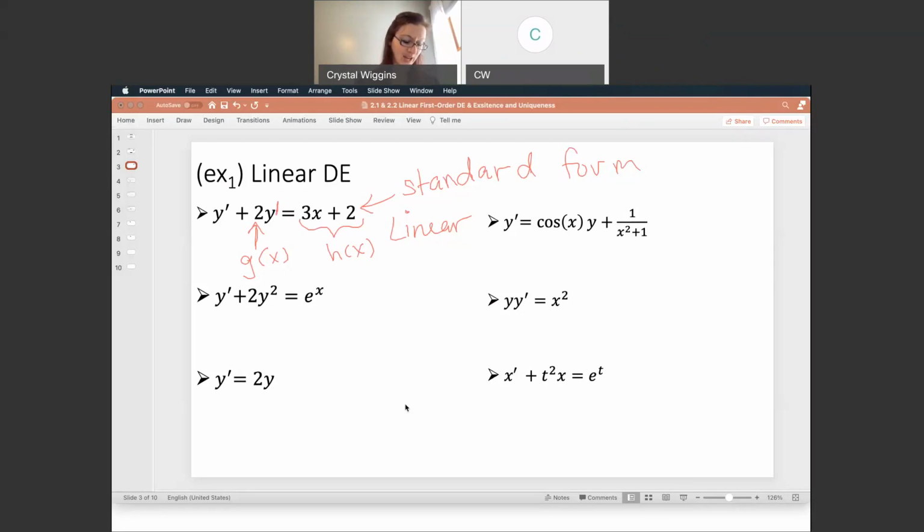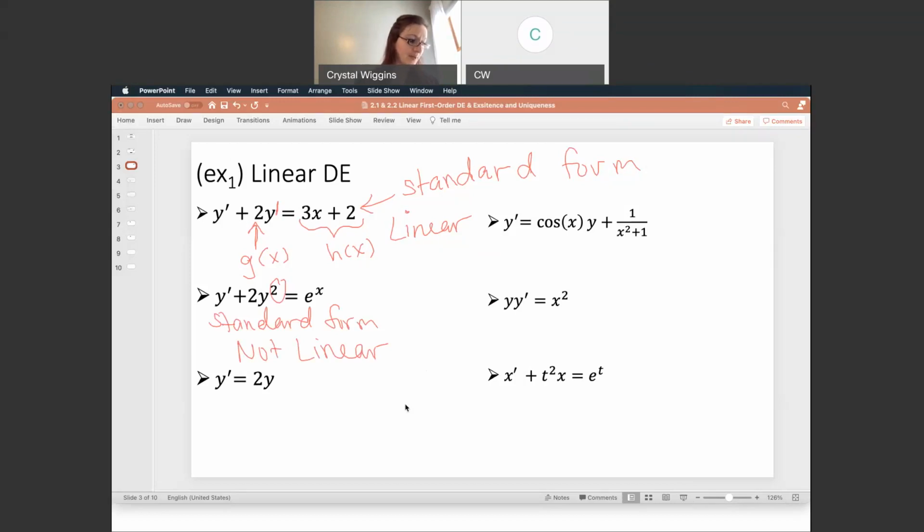And if we take a look at the second example, we have our standard form. This is in standard form, but it is not linear. And it is not linear because the y variable is raised to the second power, which is what constitutes it as not a linear first order differential equation.